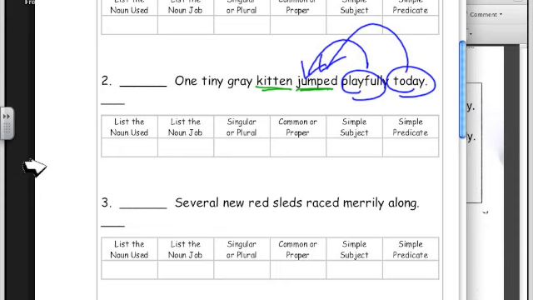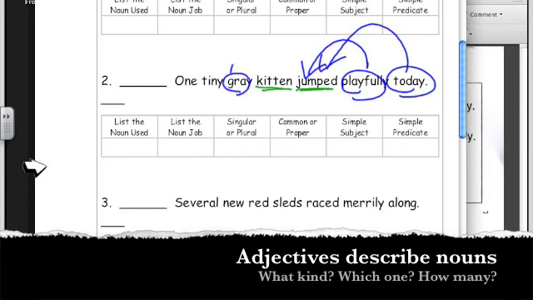Now if we look at our adjectives here, we have gray. So what kind of kitten is it? It's gray, so there's what kind.